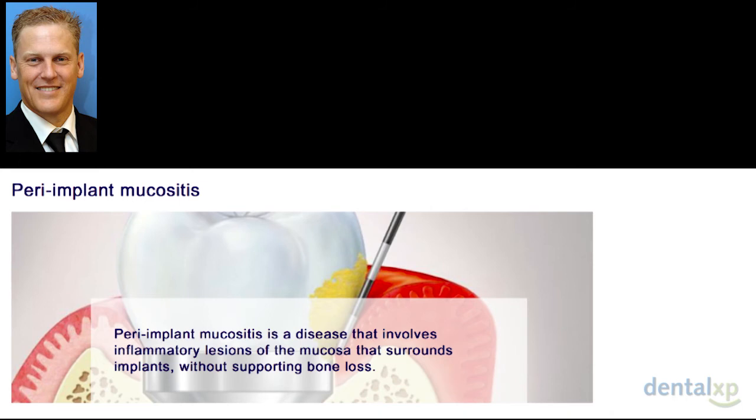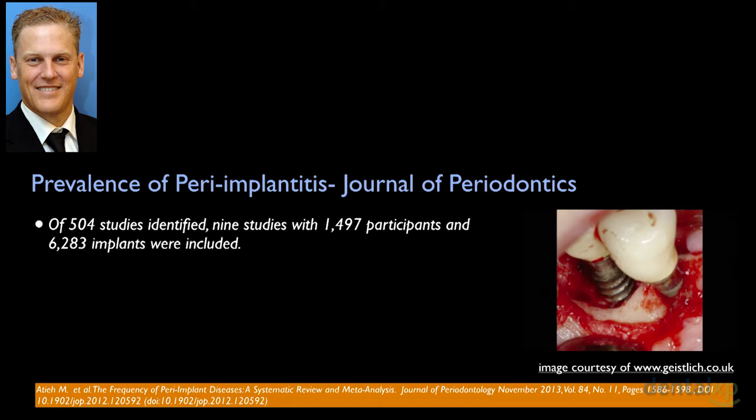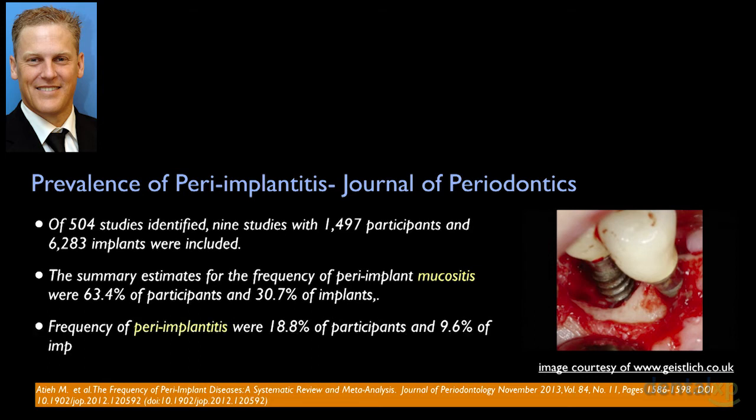So if we eliminate the failures and look at the ailing implants, we have two diseases. We have mucositis, which is only in the mucosa itself, and we have peri-implantitis that is not only in the mucosa, but is in the supporting bone. Studies have shown that mucositis is treatable in many ways, but unfortunately, peri-implantitis is a much more difficult disease to eradicate. Atieh, in his study looking at 504 studies, concentrated on 9 particular studies and found that almost 2/3 of participants had mucositis, and it involved almost 1/3 of the implants. If you look at the role of peri-implantitis, fortunately, it is affecting about 1 out of 5 participants and about 10% of our implants.